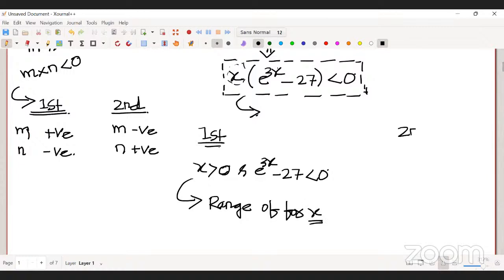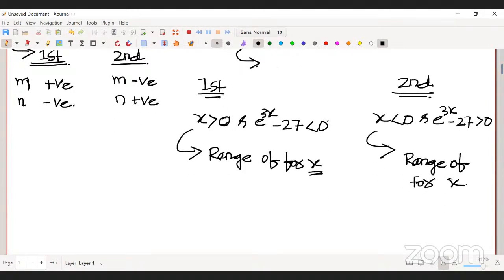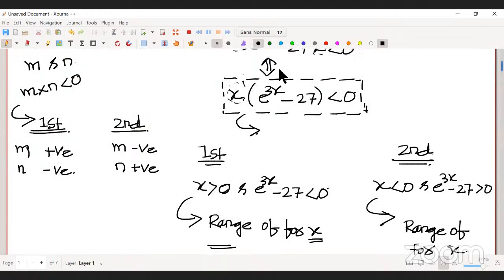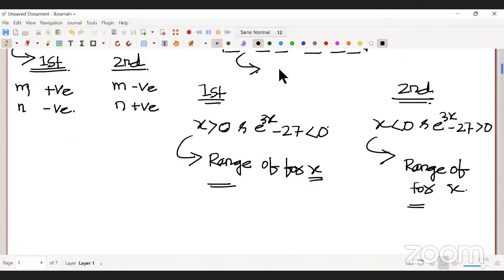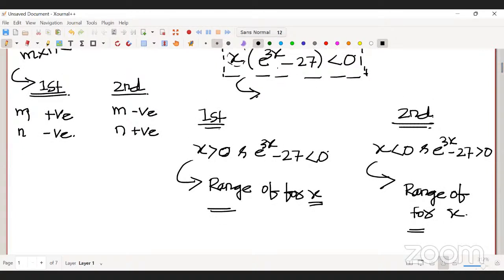And similarly, I have a second case, which is x is negative and e power 3x minus 27 is positive. Again, from this, if I solve both the inequalities, then I will get a range. We can solve for both cases, and in the end you have to take the intersection, because you want both to hold, right?